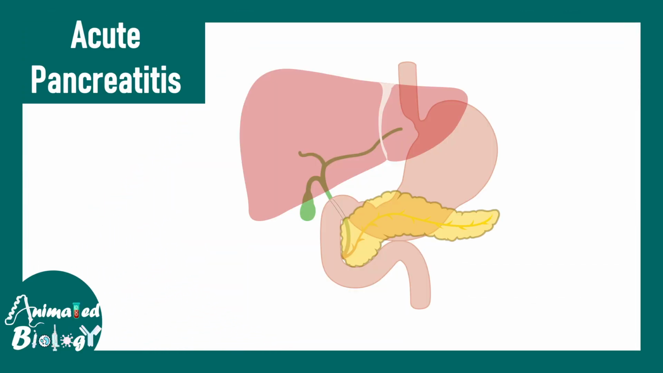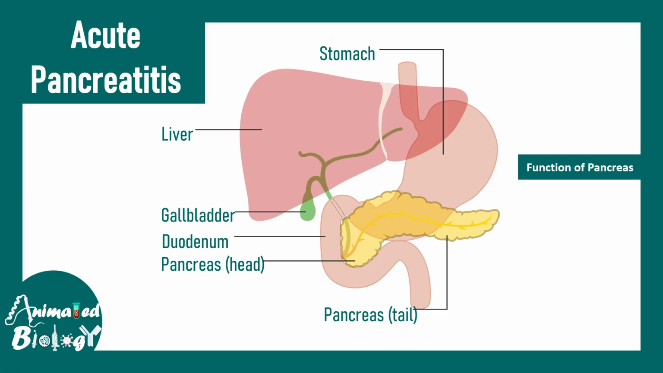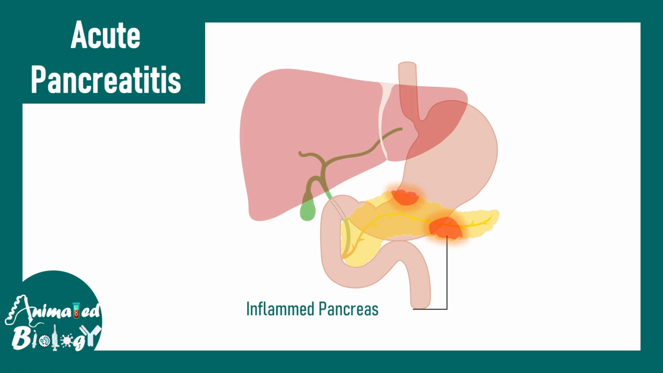So let me orient you to the pancreas anatomy first. Here is the pancreas, here is the head of the pancreas, here is the tail of the pancreas, and it kind of touches the duodenum. Here is the gallbladder, liver and the stomach, just for your reference. The pancreas plays a vital role in terms of digestion. It secretes several digestive enzymes and many hormones. In acute pancreatitis, there is inflammation of portions of the pancreas which leads to problems. In a moment, we will try to understand how the pancreatic function is abrogated due to these lesions.